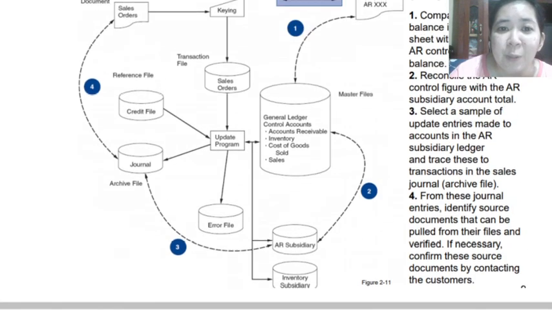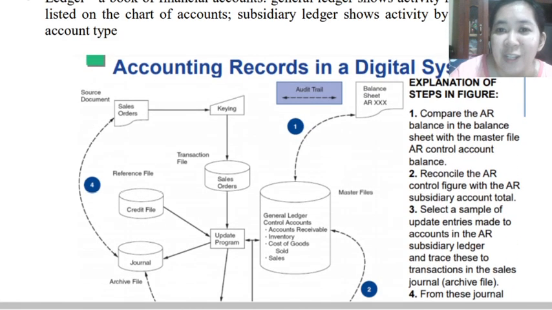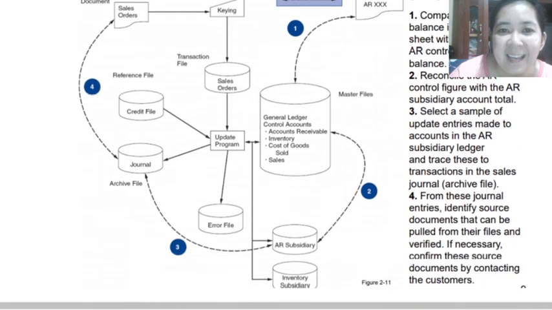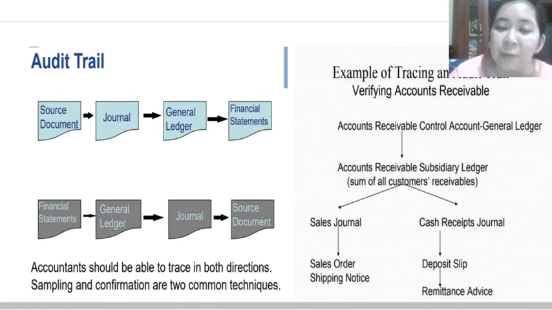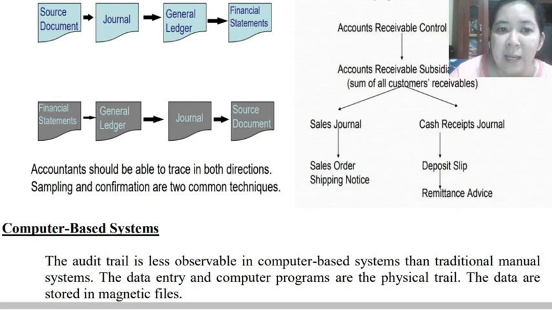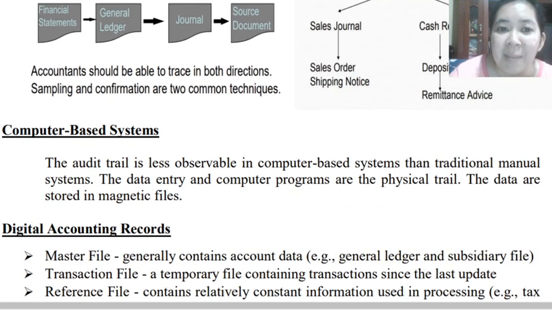Okay, so if you will look into this illustration again, those are our accounting records, both for a manual system and a computer-based system.